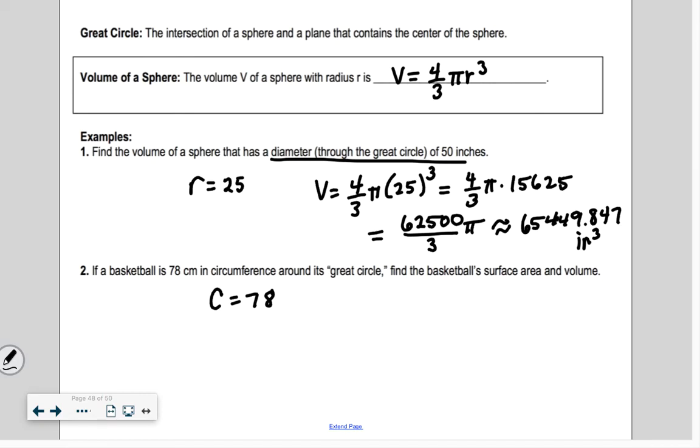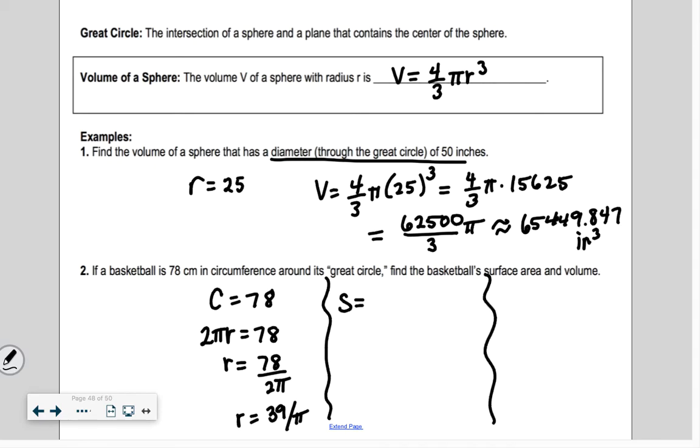So 2 pi R equals 78. So I get R is equal to 78 over 2 pi. So I get R is equal to 39 over pi. Okay, you could find a decimal if you want to, if you're more comfortable with a decimal. But let's find the surface area and let's find the volume.